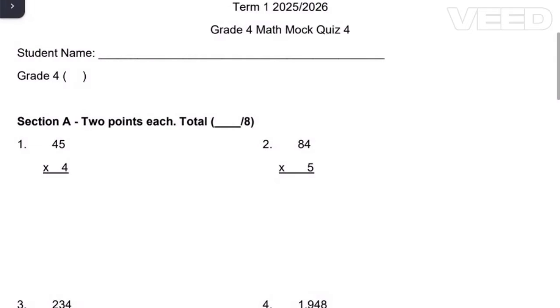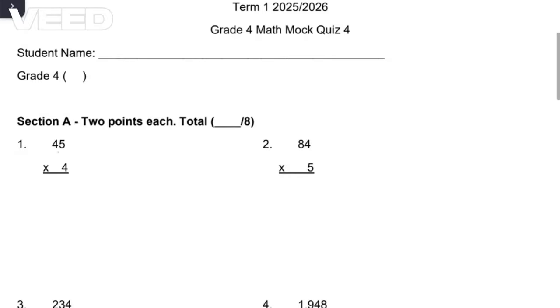Good day, fourth graders. Today we are going to review for your quiz coming up this week. So let's take a look at our first problem. It says 45 times 4. And the way we are going to solve this problem is using partial products.